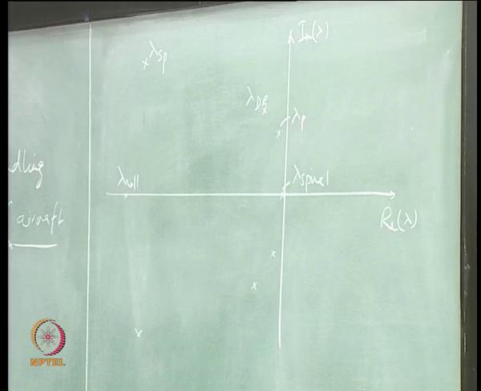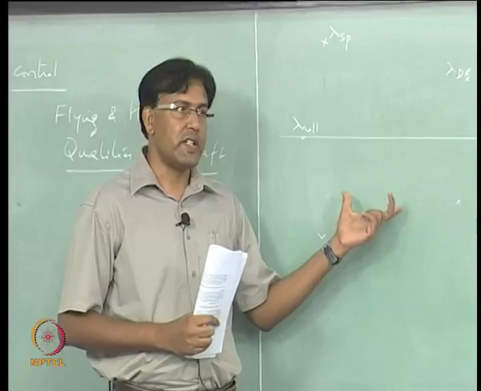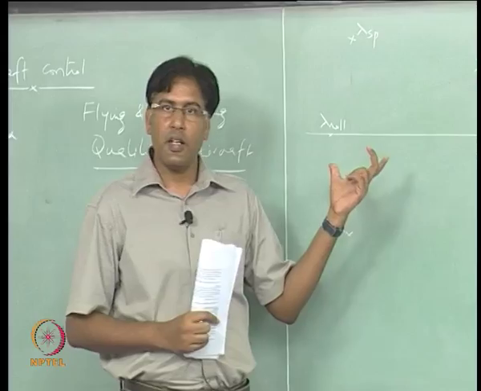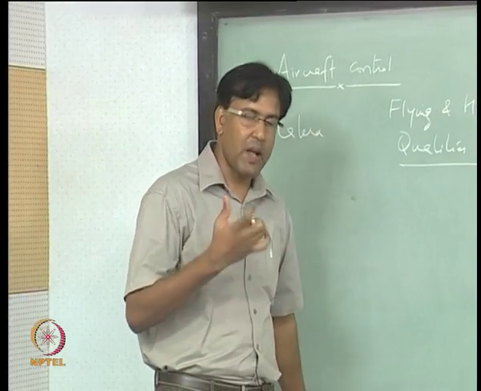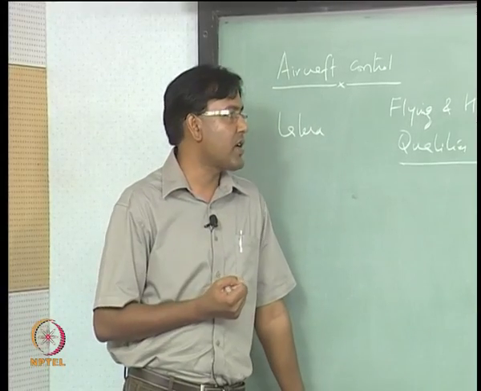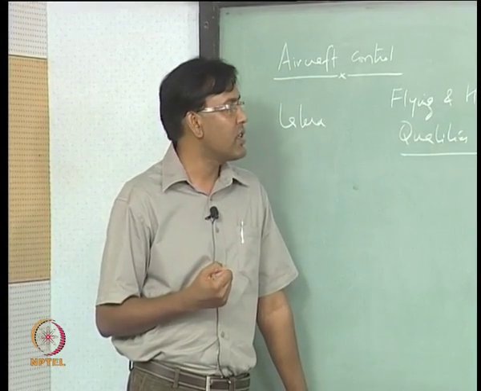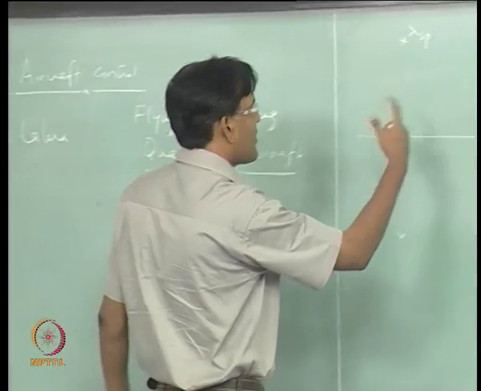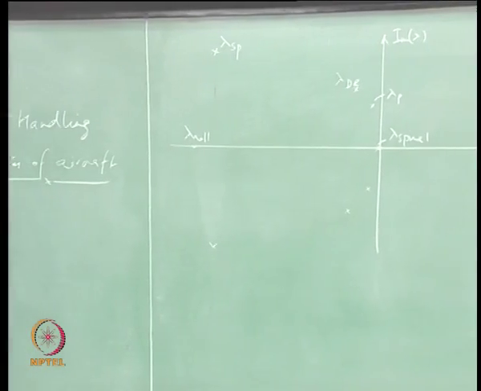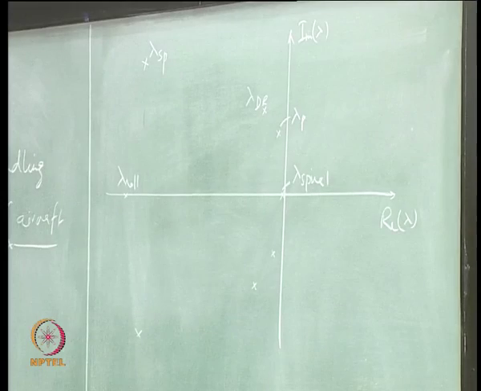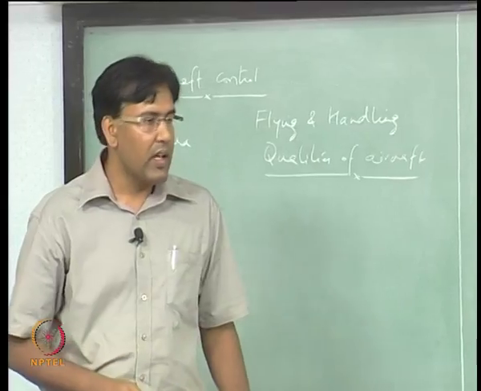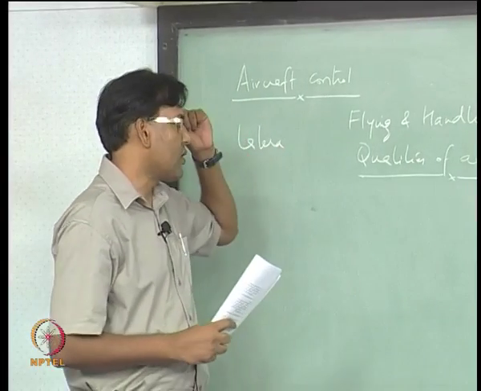So, if there is no matching of what is required and what we have achieved by the design, then either we can find out the aircraft design parameter which can be changed so that we get the location of the eigenvalues in the complex plane as required by the flying and handling qualities, or we do something else, and that something else is related to the subject of aircraft control.